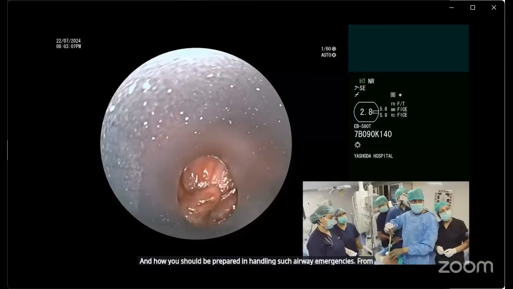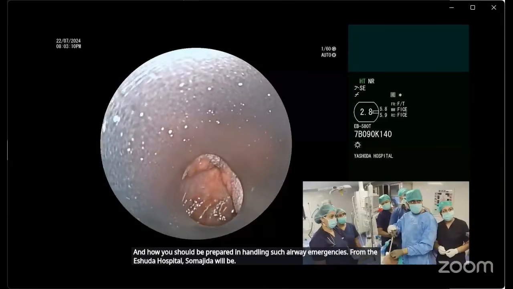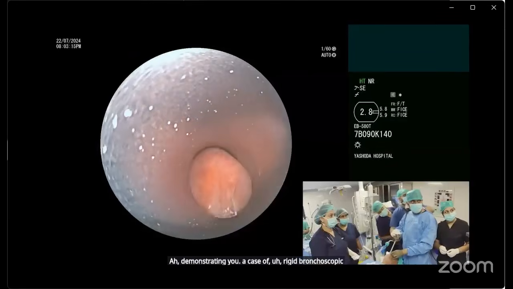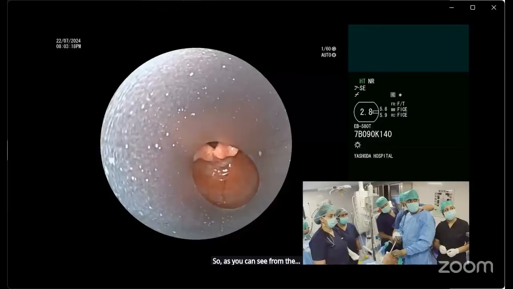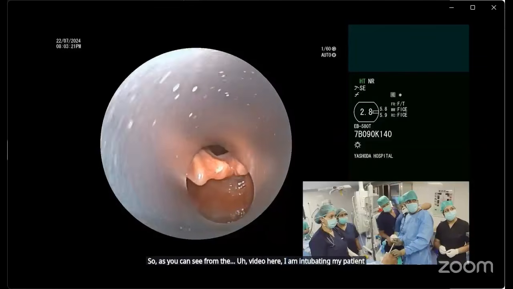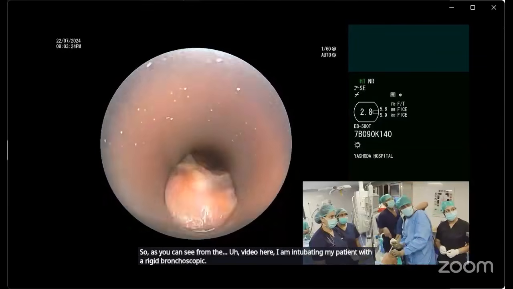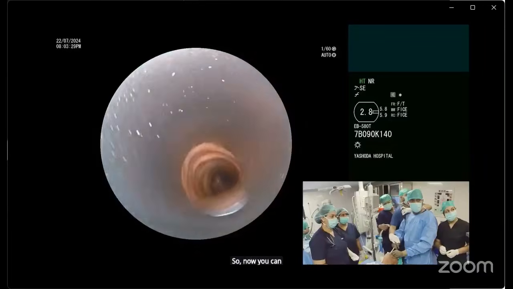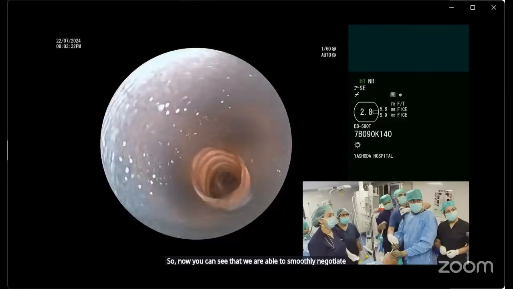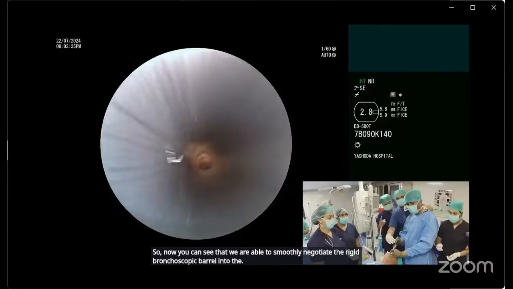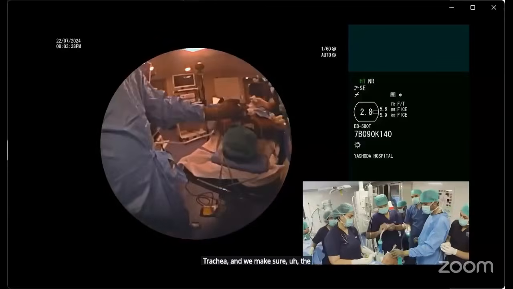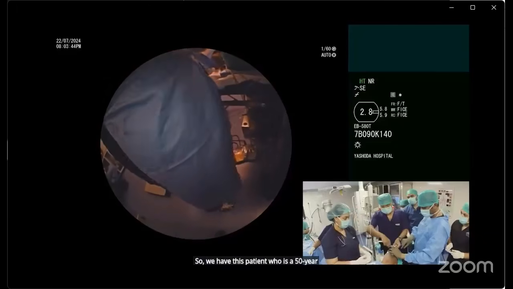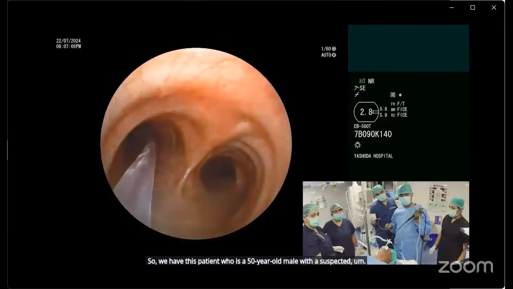From the unit of Yashoda Hospitals, Somajiguda, we will be demonstrating a case of rigid bronchoscopic tumor debulking. So as you can see from the video here, I am intubating my patient with a rigid bronchoscopic barrel, and the barrel size is 14. Now you can see that we are able to smoothly negotiate the rigid bronchoscopic barrel into the trachea, and we make sure the rigid bronchoscope is in place. So we have this patient who is a 50-year-old male with a suspected left upper lobe tumor.